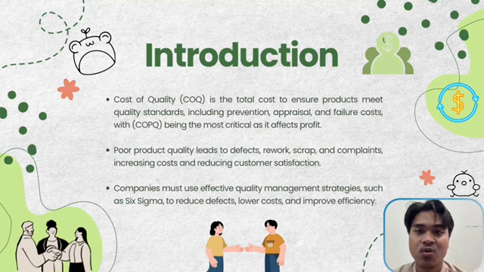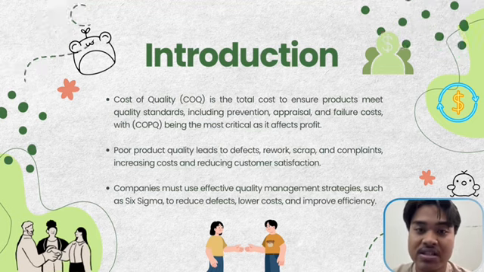We aren't just dealing with internal manufacturing headaches like defects, the need for rework, or scrap materials. It extends outward to customer complaints. This dual impact, rising internal cost paired with dropping customer satisfaction, is a major threat. To combat this, companies have to rely on robust quality management strategies. By utilizing structured methodologies like Six Sigma, organizations can systematically track and reduce defects, lower their overall costs, and massively improve their operational efficiency.